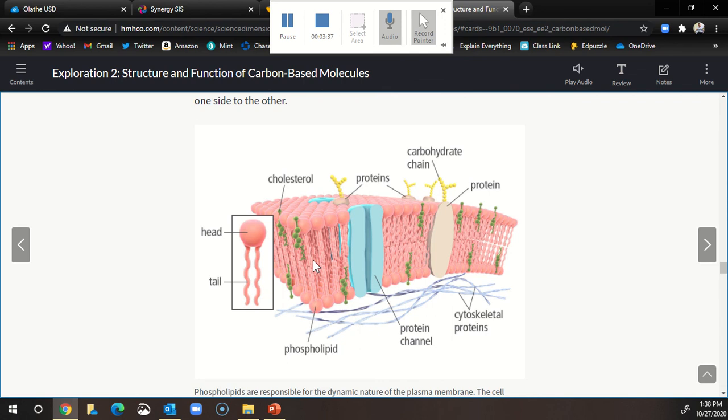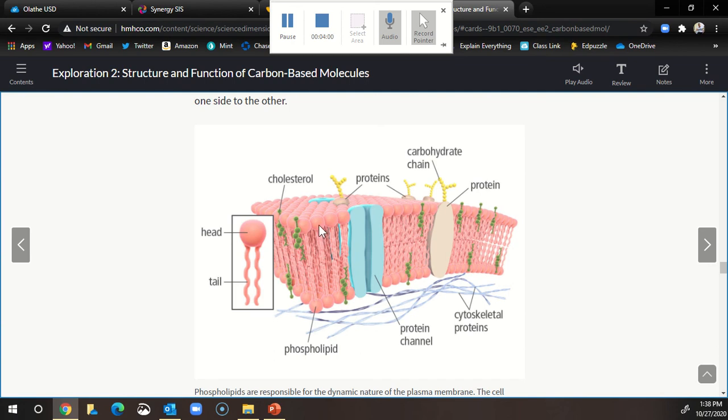This is a picture of the cell membrane. Now, we talked about the cell membrane a little bit when we went over parts of the cell, and we'll cover it a lot more in Exploration 4 of this unit. But I want to show you this picture because you can see this structure right here that kind of looks like a head with 2 legs, or a tail in this case. This is called a phospholipid.